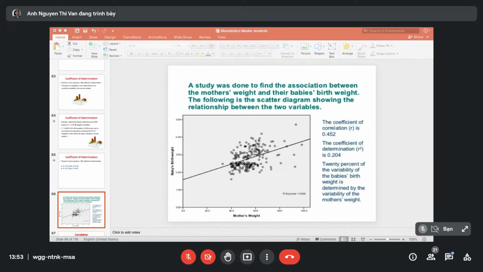Or we can say the cause-effect relationship. The independent variable is the main reason, or the main cause, of the dependent variable. The dependent variable is the effect, and the independent variable is the cause. You understand? Not really.